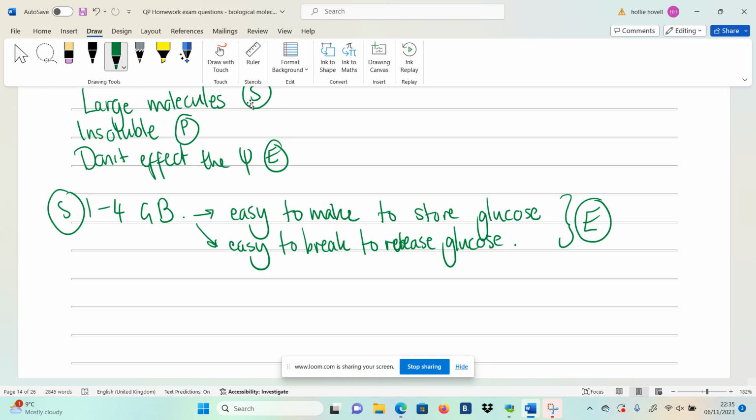So for the lipids, we're doing the same thing. Structurally, you could say fats have more carbon-to-carbon bonds, or carbon to hydrogen bonds. Fats are really rich in energy. They have more energy per molecule, and there's more energy stored in less space. You could talk about fats being insoluble as your property and explaining that so they don't affect water potential.